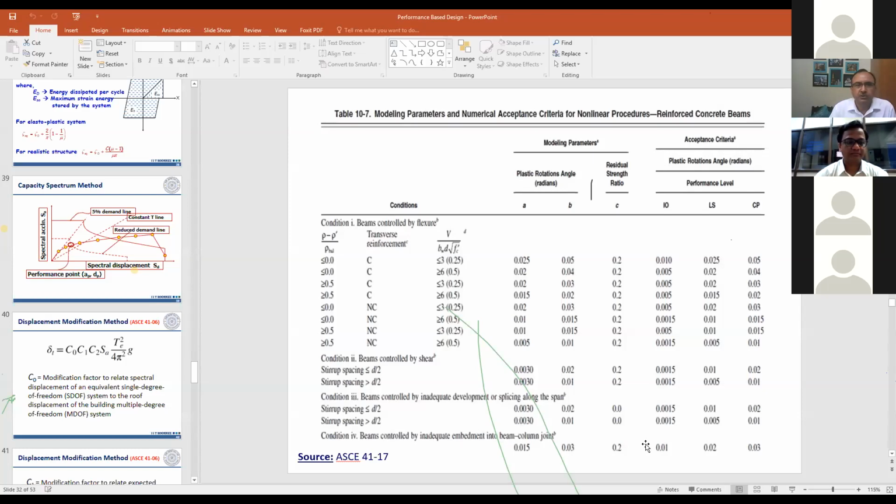Okay, so the model of any structure, whether you are doing linear analysis or nonlinear analysis, static or dynamic analysis, the model should be as realistic as possible. It means it should be able to represent the behavior of the structure realistically during an earthquake.